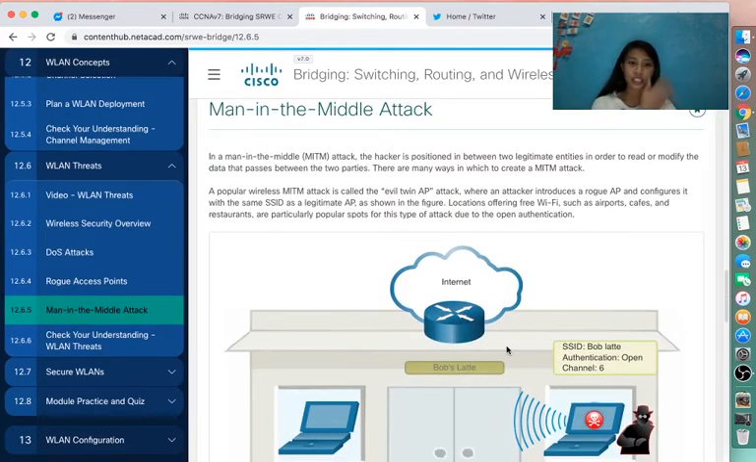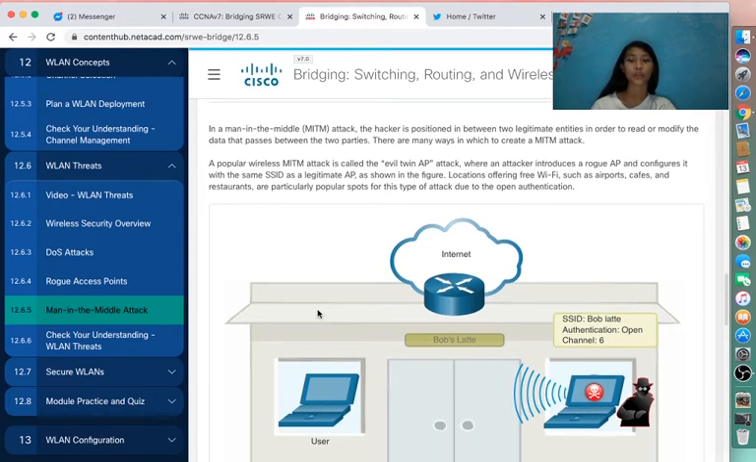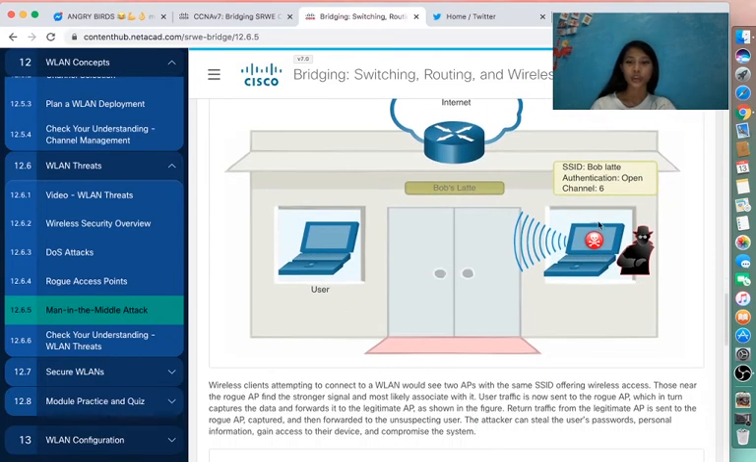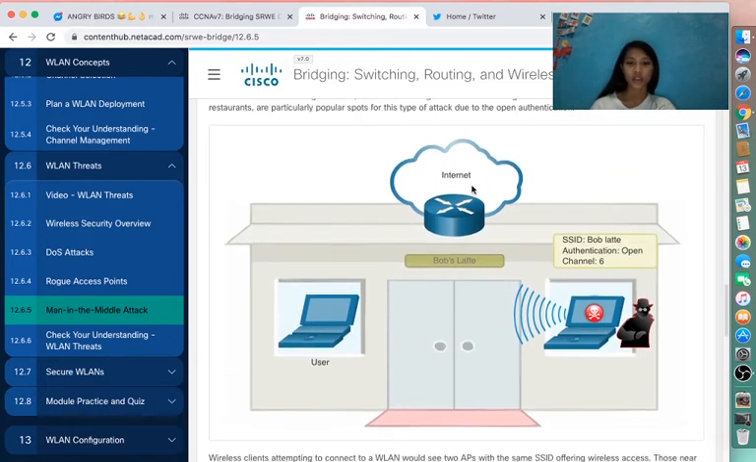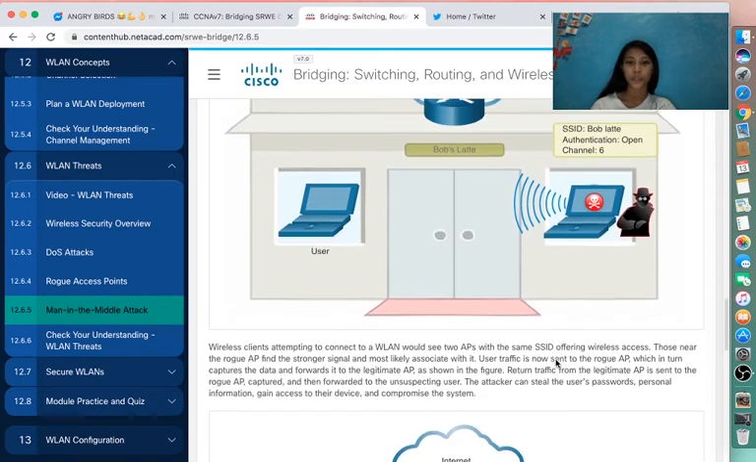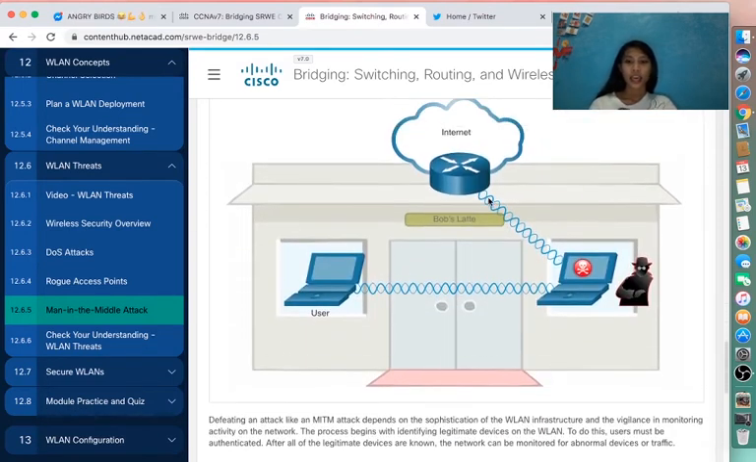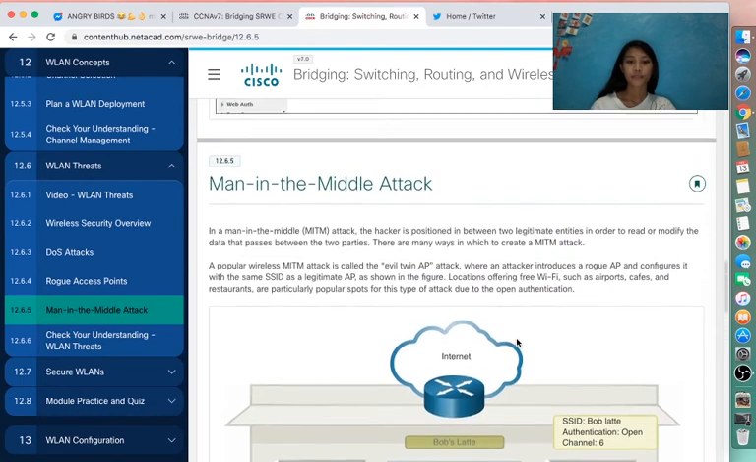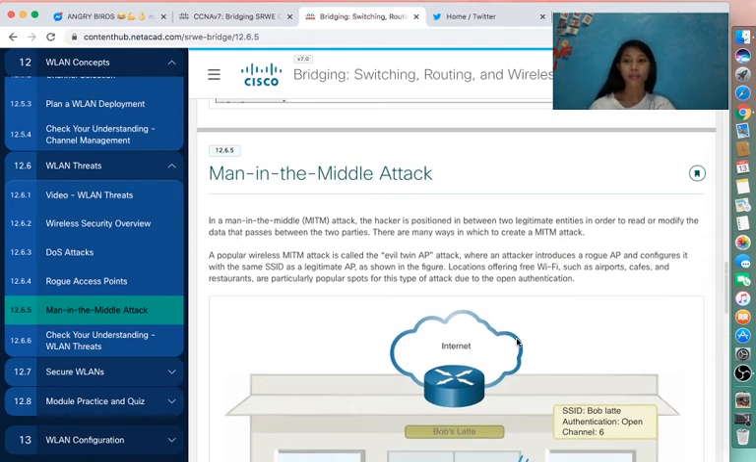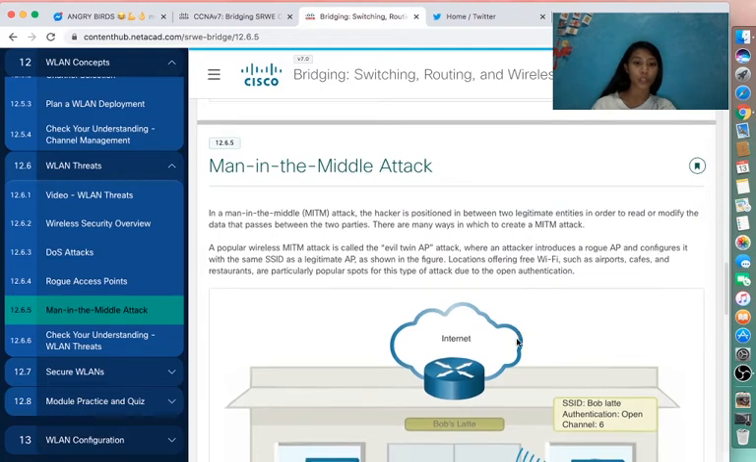Last for this topic is a man-in-the-middle attack. A man-in-the-middle attack is when the hacker is positioned in between two legitimate entities in order to read or modify the data that passes between the two parties. So this is our hacker, this is our internet, and our user. Our hacker is connected to the internet and to the user, so he can read and modify the data that passes between the two parties.